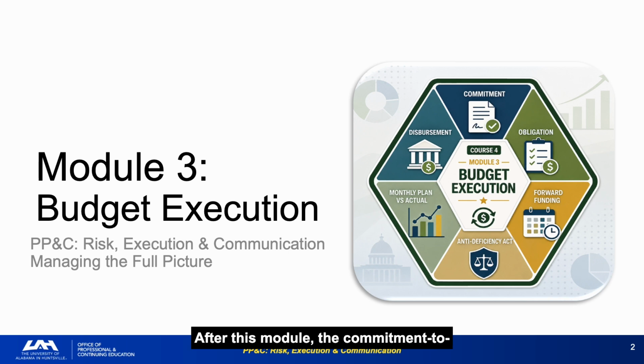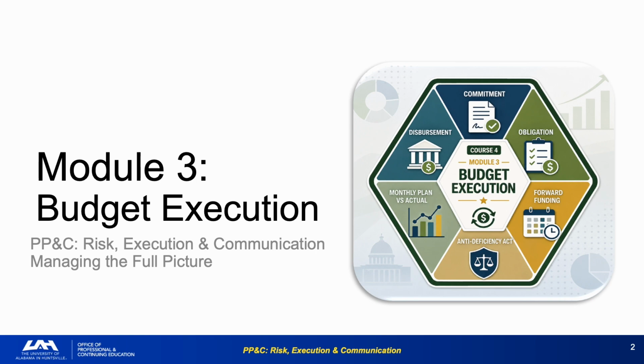After this module, the commitment to disbursement cycle should be something a student can explain in plain language to a program manager who has never heard the terminology. Budget execution is where financial management credibility is built or lost. Get the phasing plan right, stay ahead of obligations, and protect forward funding. Everything else flows from those three disciplines.